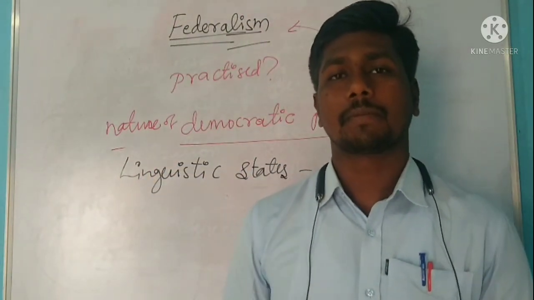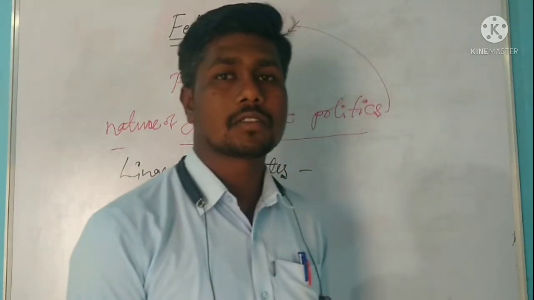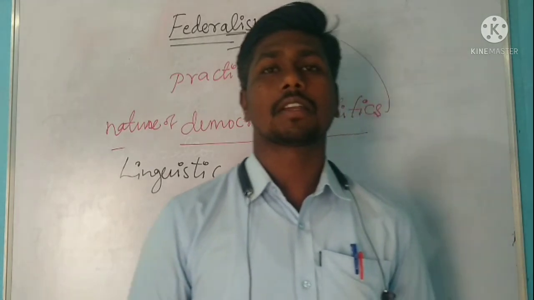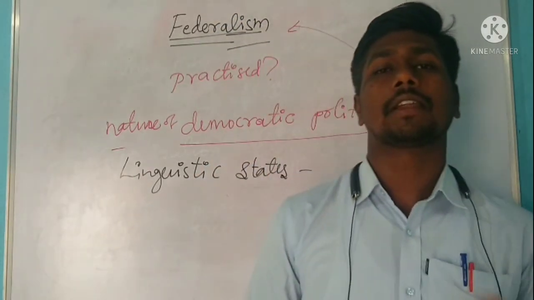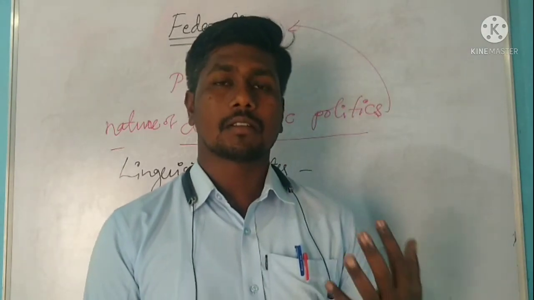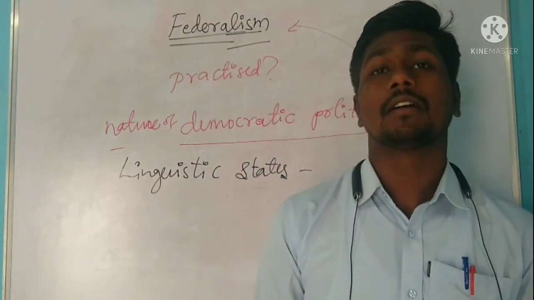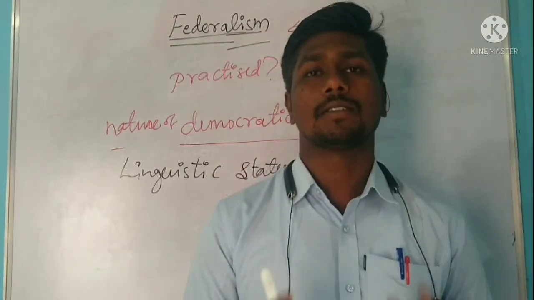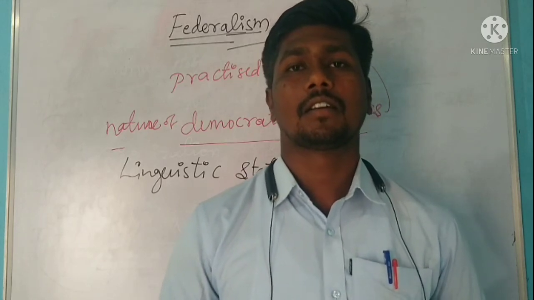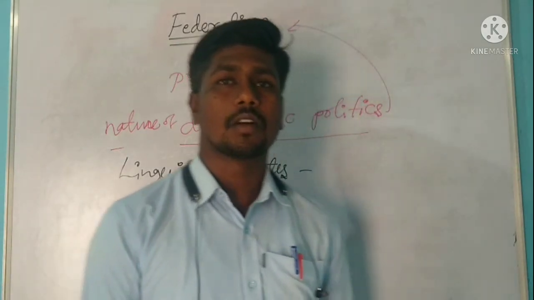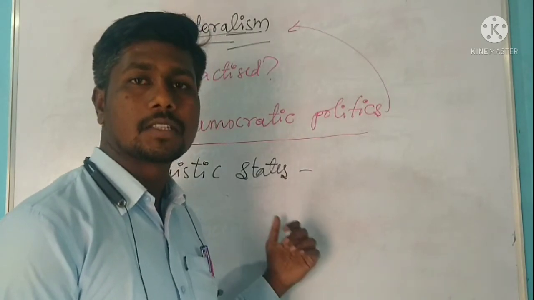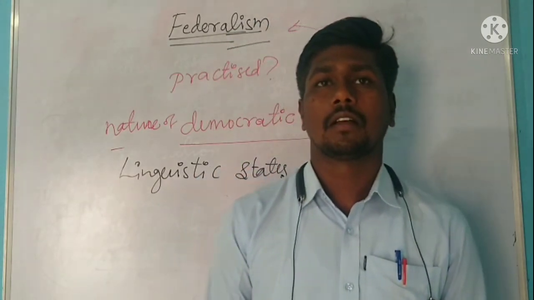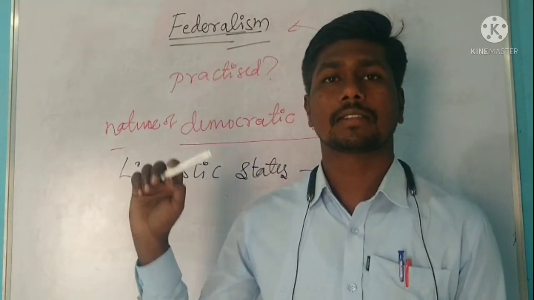Then in 1956, according to the recommendations of the Fazal Ali Commission, also called the State Reorganization Committee, many other states were established in India. One of them is our state, Karnataka. So this is all about linguistic states. This is the first point in how federalism is practiced.